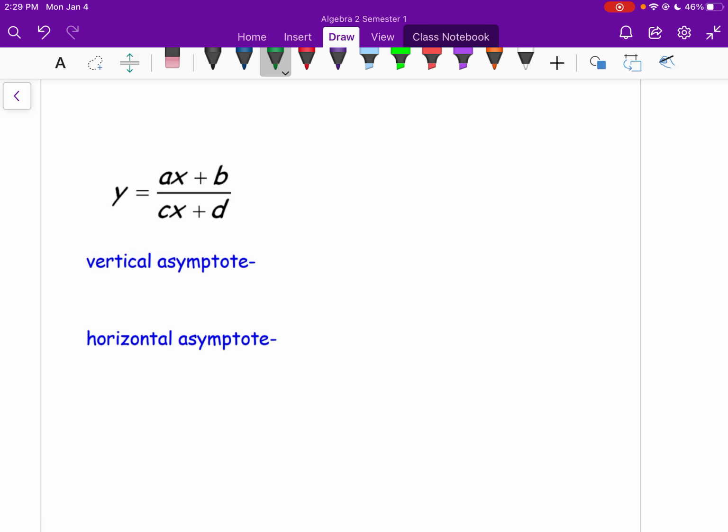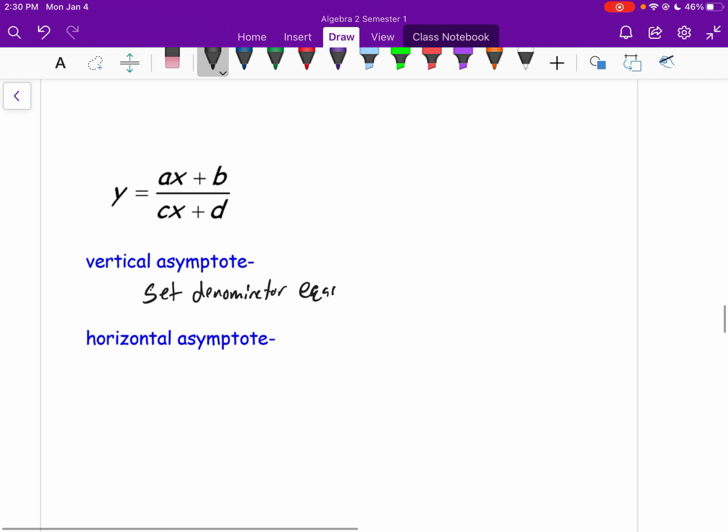Now, there's another form you will see. Okay, now in this form, there is no parent function that we can go off of, so it's a little bit different. Okay, for the vertical asymptote in this case, again, we're setting the denominator equal to 0. And we're figuring out what x value is going to cause the denominator to be 0, because that is where our vertical asymptote is, that is where the function does not exist. As for the horizontal asymptote, we are going to look at the ratio with x, okay, a over c.